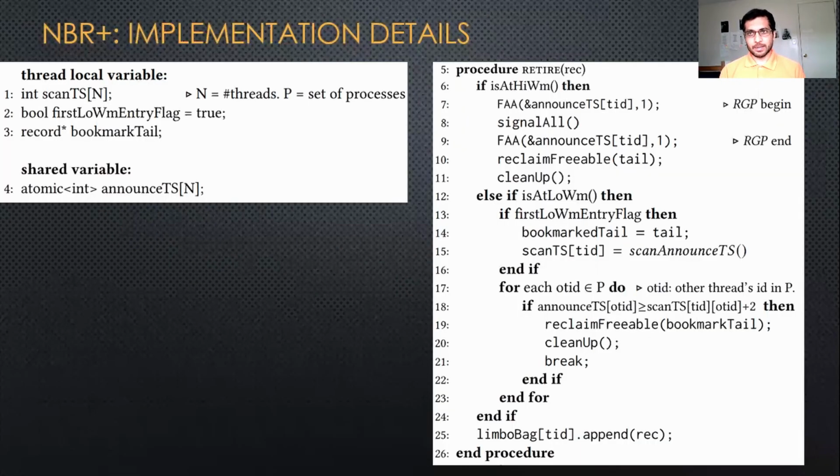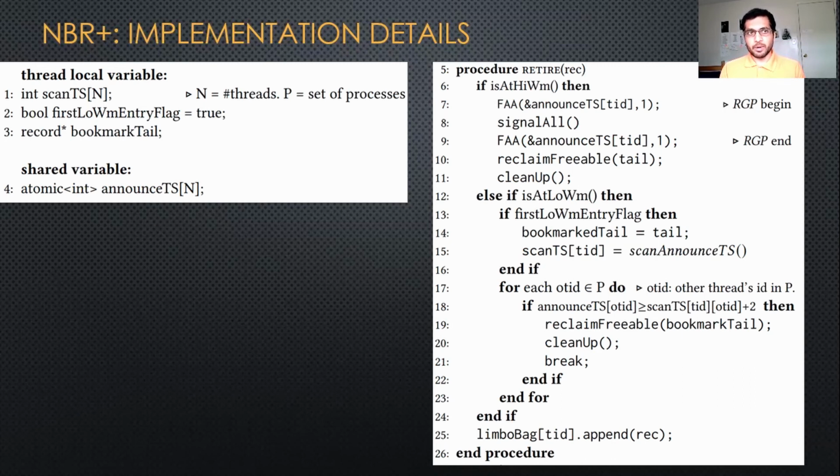So now let's see the pseudocode of NBR Plus's implementation. The only difference here is that we need extra metadata to implement the piggybacking mechanism. Each thread maintains a scanTS, that is, an array of timestamps recorded for every thread. A thread saves the timestamps of all the other threads so that they can be compared later with the current timestamps of other threads, and a thread could realize that some thread has started and finished sending signals.